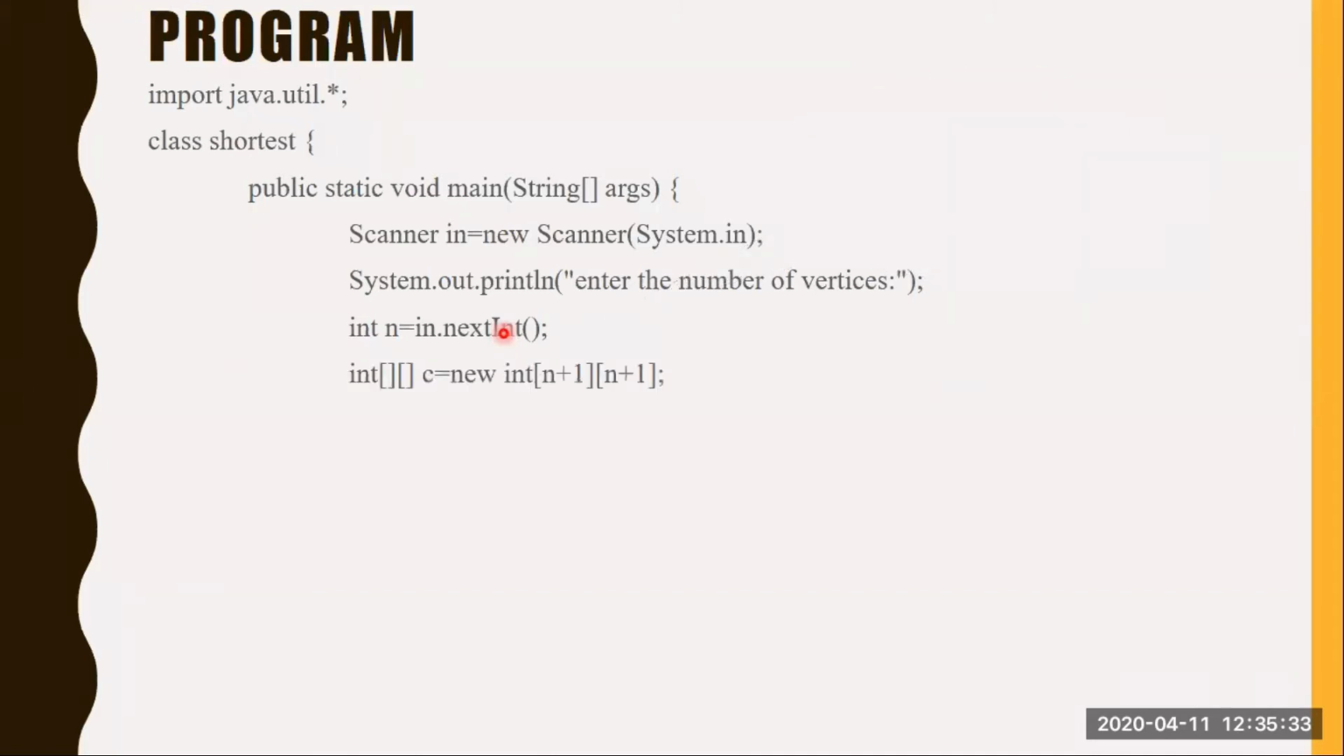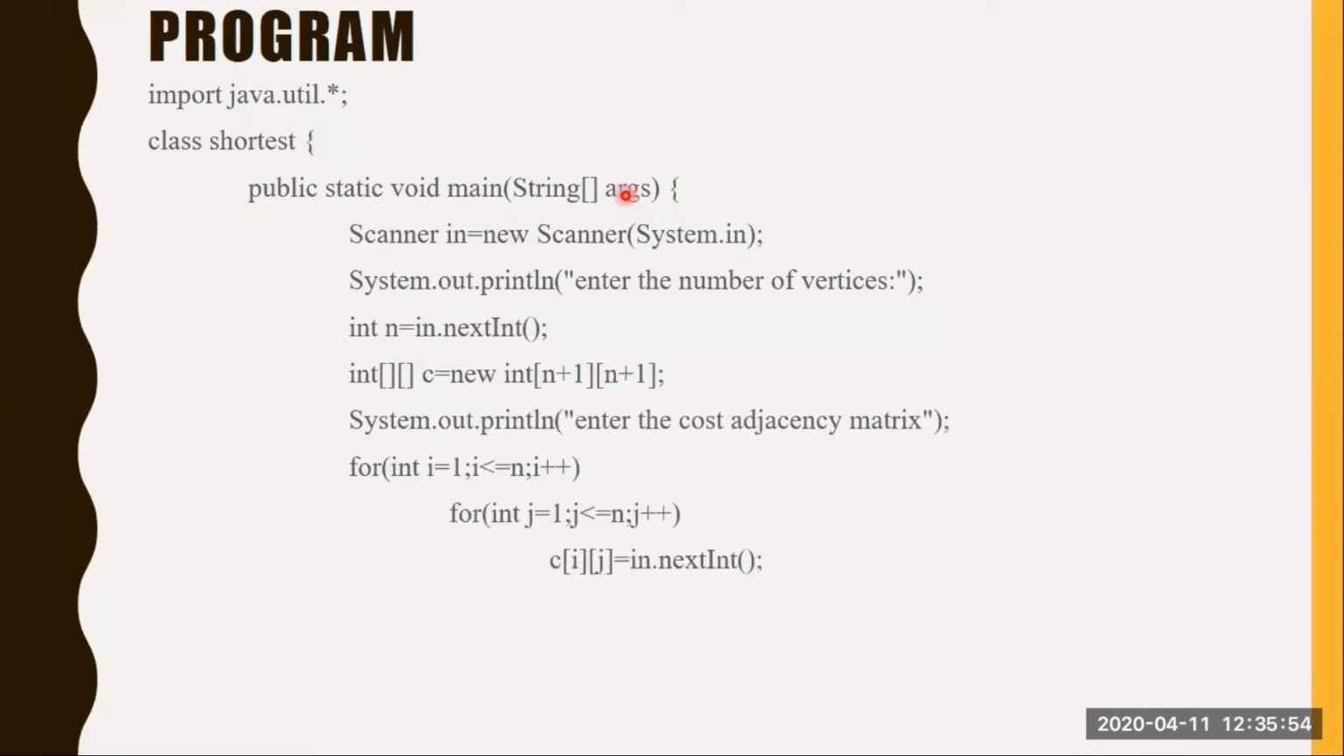Then the next thing you need is the cost adjacency matrix, or in other words, all the edges that are present in the graph, and what exactly the weight value is. So how do we accept the adjacency matrix? We create a two-dimensional array. For the cost adjacency matrix, you have two loops, one for the number of rows and one for the number of columns, and then we are accepting the cost values.